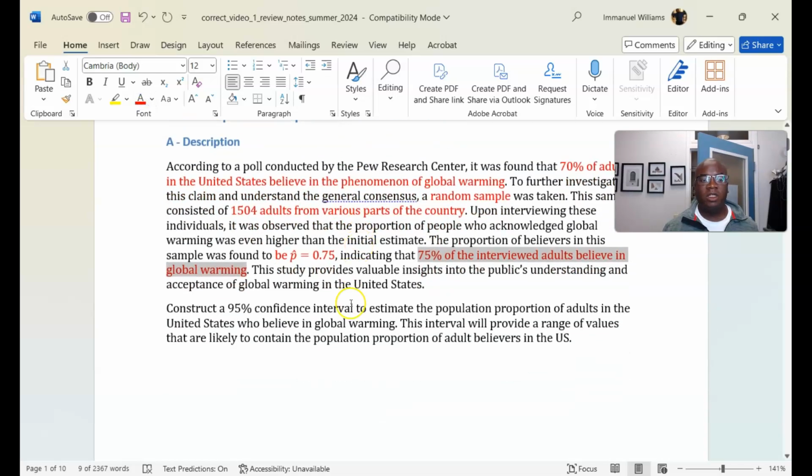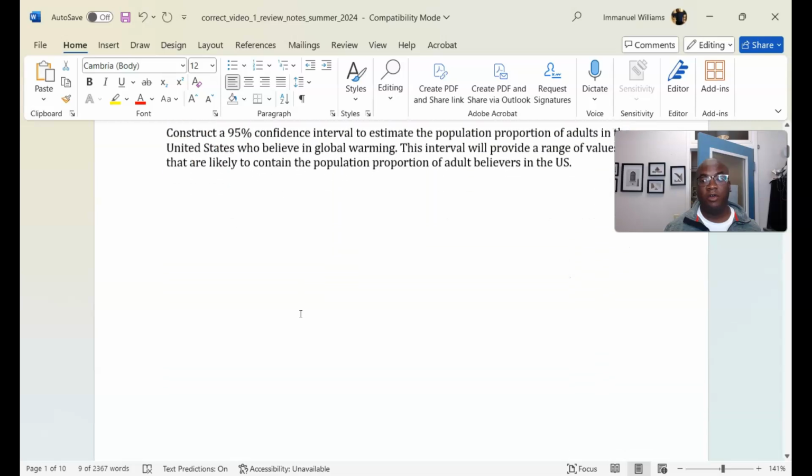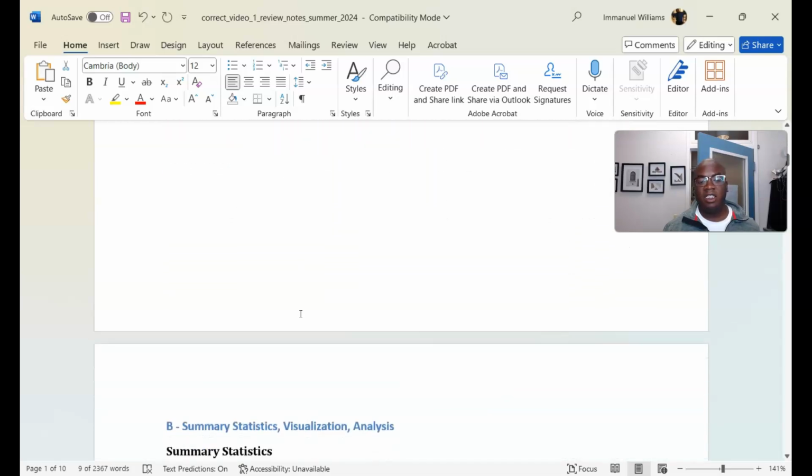So then I'm asking you to construct a 95% confidence interval to estimate the population proportion of adults in the United States who believe in global warming. Ideally, you would have seen this before, but I can imagine you could have forgotten. What we're going to do is this process called SSVA, and I'm going to use SSVA throughout the entire class. SSVA stands for Summary Statistics, Visualizations, and Analysis.